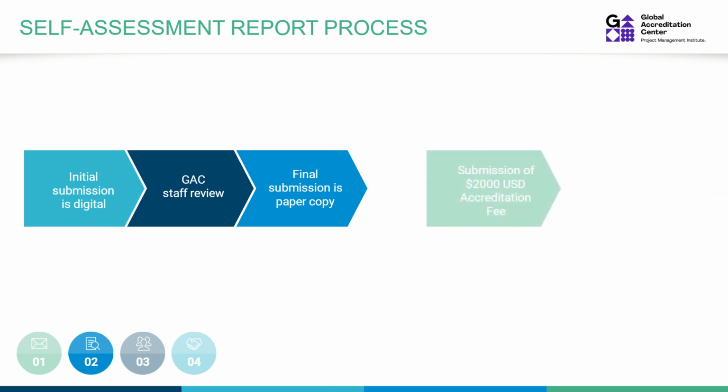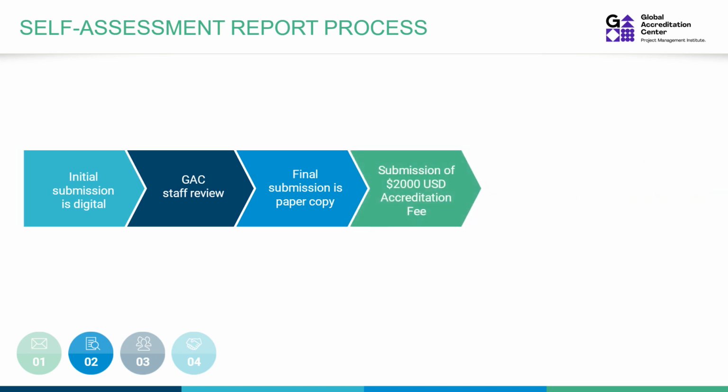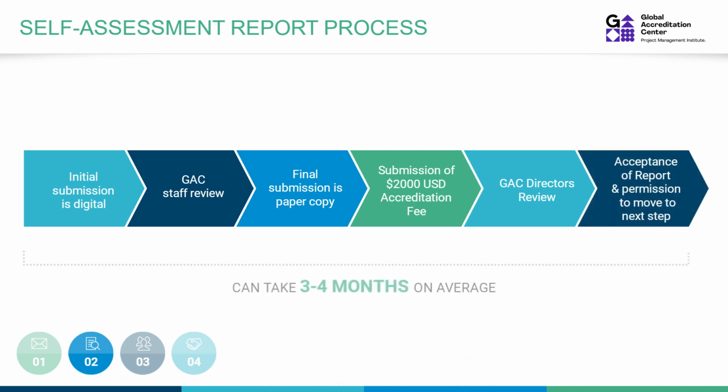A $2,000 accreditation fee must also be submitted with the report. The report is then put forward to the GAC directors for their review and decision regarding acceptance of the report. Once the self-assessment report is accepted, the program advances to the next step in the accreditation process.